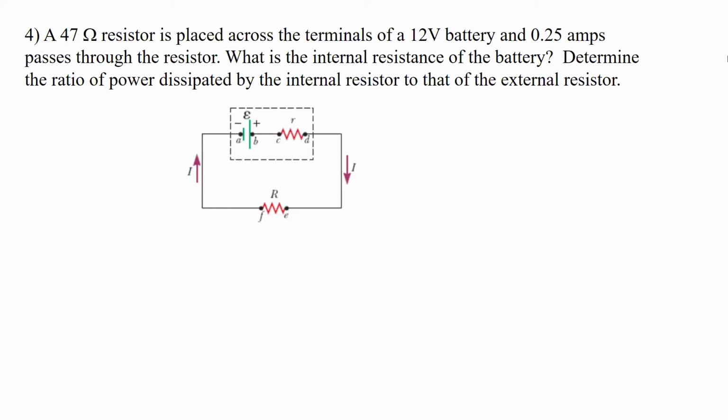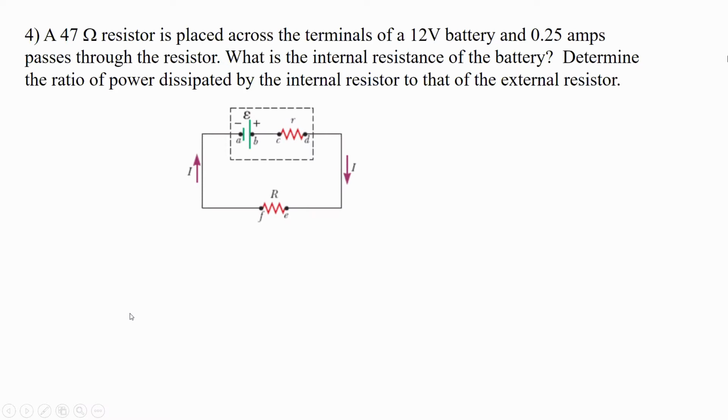That's what we have. Again, what's in this dashed line is within the battery, it's hidden to us. You have the EMF, and the EMF is 12 volts. Little r is the internal resistance that's unknown to us. But big R is known to us. And also the current, we measure the current.